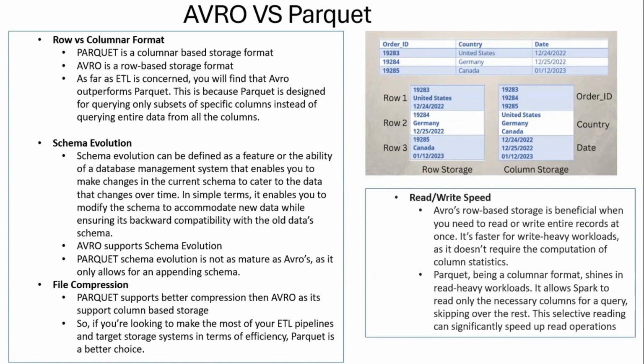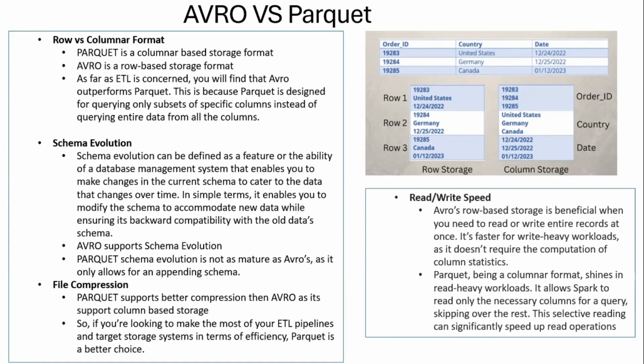While column-oriented data file formats, including Parquet, also support Schema Evolution, modifying the schema in these data file formats is expensive. That's because any change in the schema will require reprocessing of entire data sets as opposed to record by record in row-based data. Moreover, Parquet's Schema Evolution is not as mature as Avro's, as it only allows for appending schema. In contrast, Avro is more sophisticated and is capable of handling changes in missing, altered, and new fields.